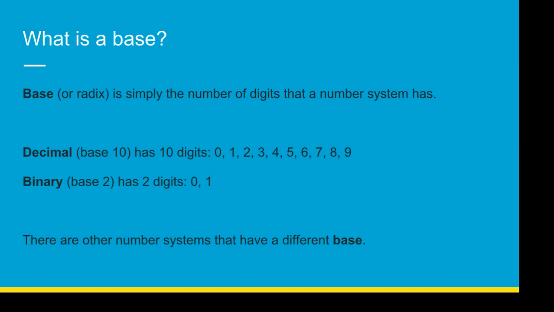That's it. There are as many number systems as there are numbers, but most of them aren't practical or needed. But every number system has a different base. So base 3 has 3 digits, 0, 1, 2. Base 4 has 4 digits, 0, 1, 2, 3, and so on and so forth. Okay?